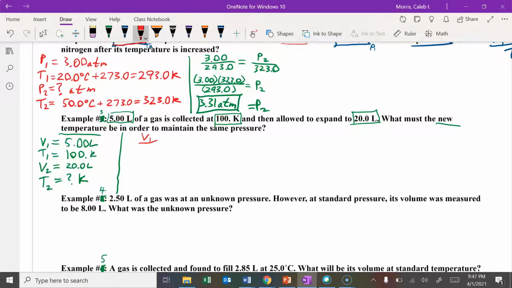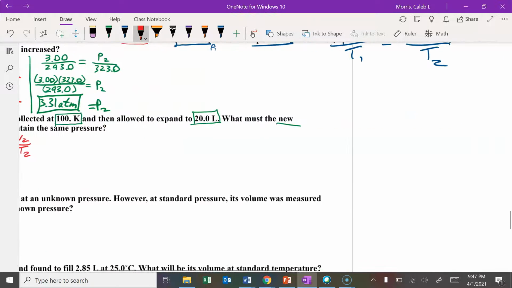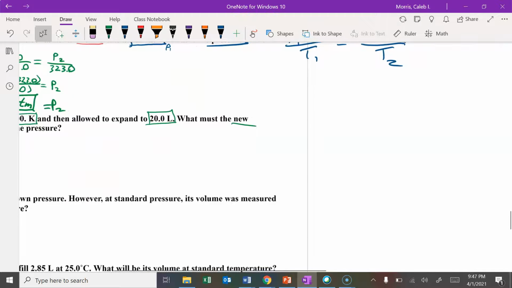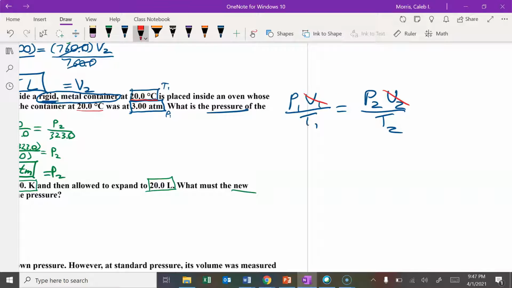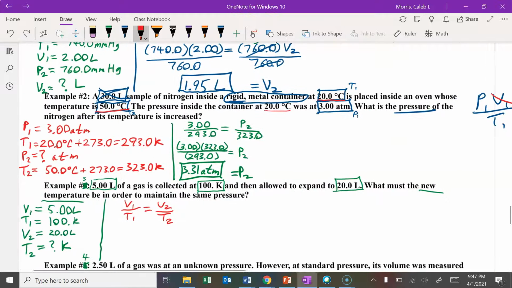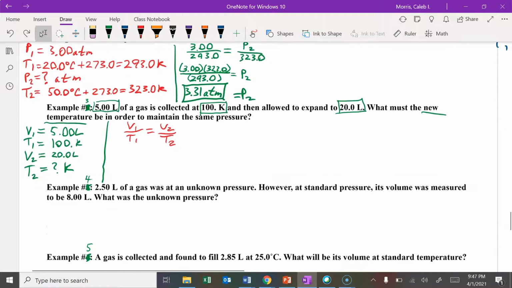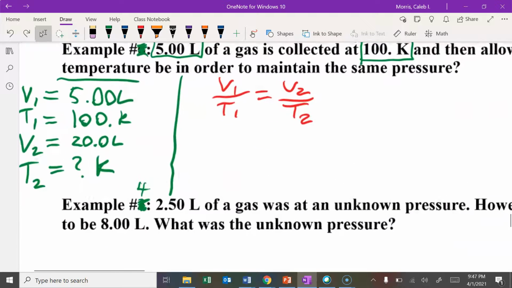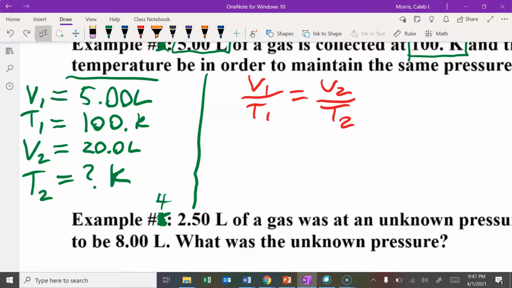V1 over T1 equals V2 over T2. Again, we could derive that from looking at our combined gas law, P1 V1 over T1 equals P2 V2 over T2, except we would be getting rid of pressure in this case, not volume. So we have V1 over T1 equals V2 over T2. You can go ahead and plug these numbers in.